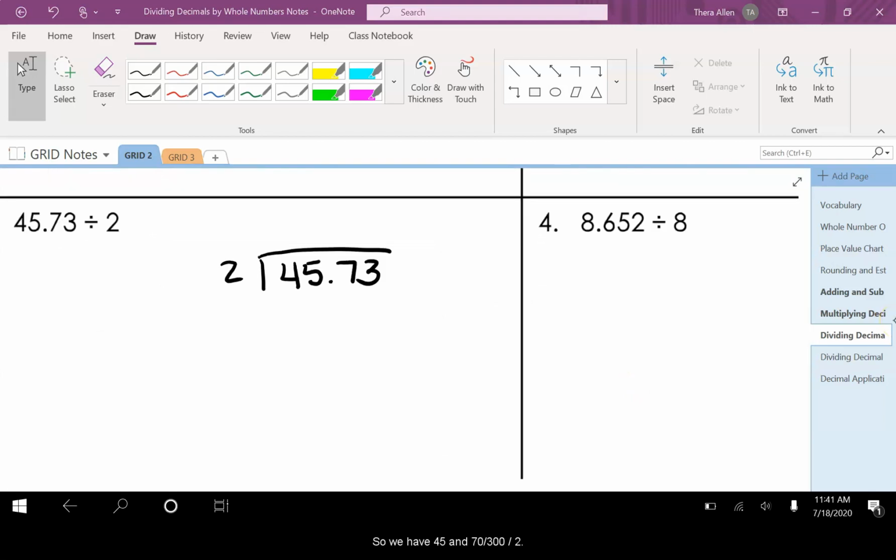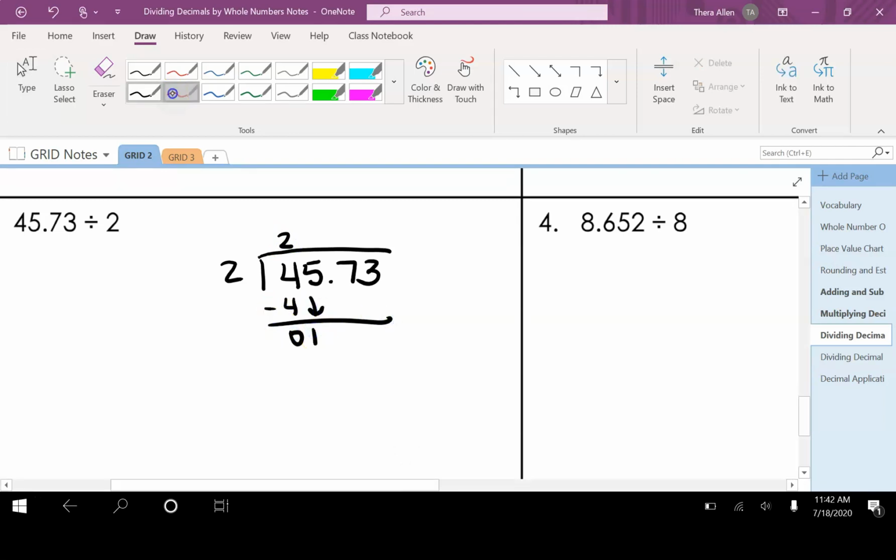So we have 45 and 73 hundredths divided by 2. 2 can go into 4 2 times. I multiply it through, 0, and I bring down the 1. Now, I remember that I did not bring my decimal up, so I need to make sure I do that. Oops, I brought down a 1. That's not right. Should have been a 5. Okay, how many times can 2 go into 5? 2 times. I subtract by 4 and I get 1 and I bring down the 7.